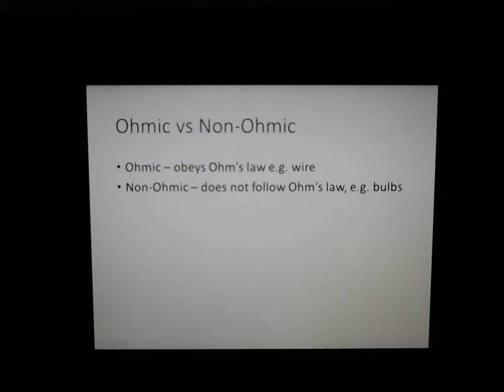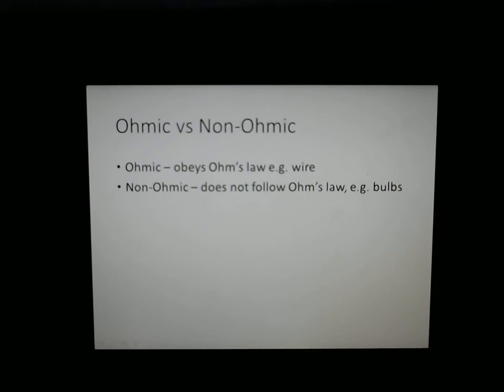You can mimic an ohmic resistor with a light bulb if you don't leave the light on for very long when you take a measurement. So if you flick it on, take the measurement, flick it off. However, if you leave it on for a while, it starts to heat up, and so then the resistance is changing. Remember, if you make the voltage too high, then this law no longer applies.